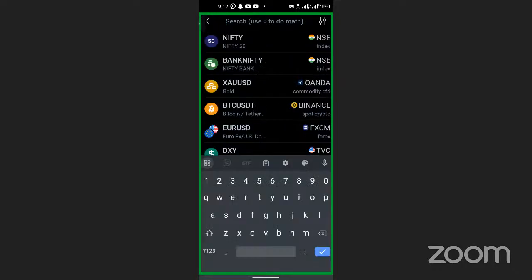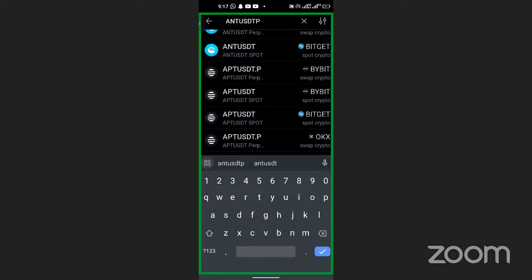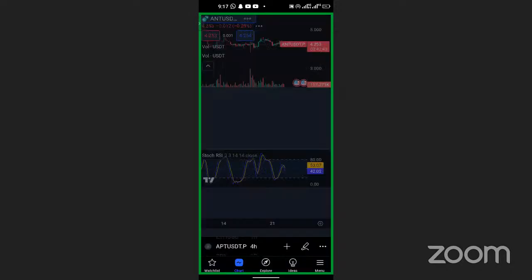If you look at the right hand side, you see exchanges. So you select the exchange you're trading on. I'm just using OKEX because I mainly trade there. Okay, so watch now. On the 4-hour time frame, you can understand now.